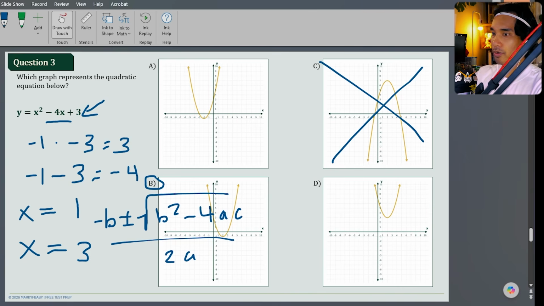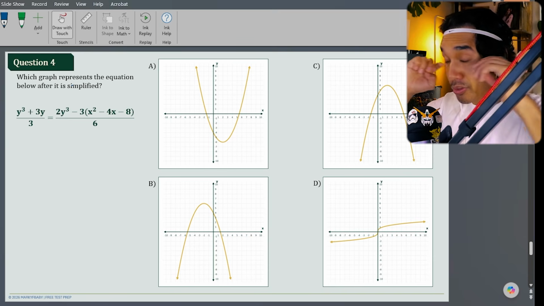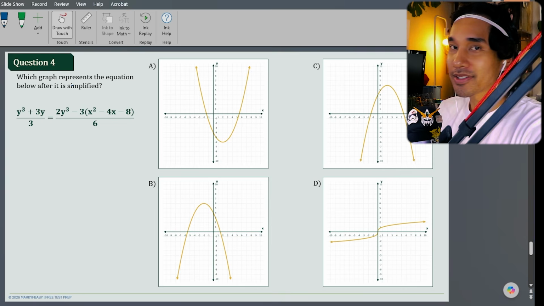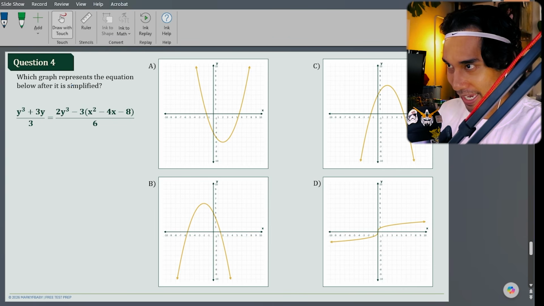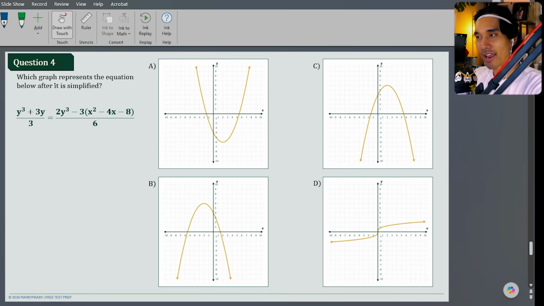Question number 4, folks. Let's go to question number 4. Which graph represents the equation below after it is simplified? All right, you thought I was going to just hand you the answers, hand you some easy questions. Yeah, right. So let's go ahead and simplify this, folks.